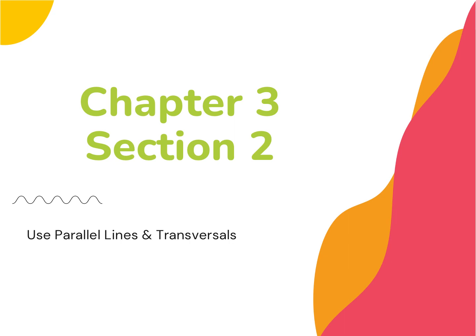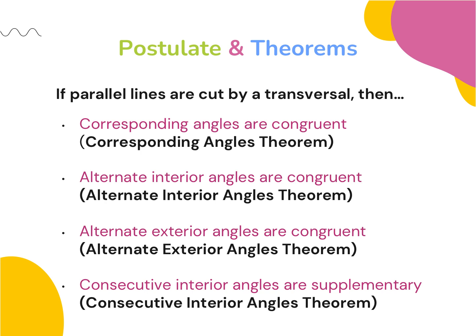So today we're going to go over chapter 3, section 2, using parallel lines and transversals. Okay guys, so let's go over the postulate and the theorems. If two parallel lines are cut by a transversal, then we have corresponding angles are congruent. That's the corresponding angle theorem.